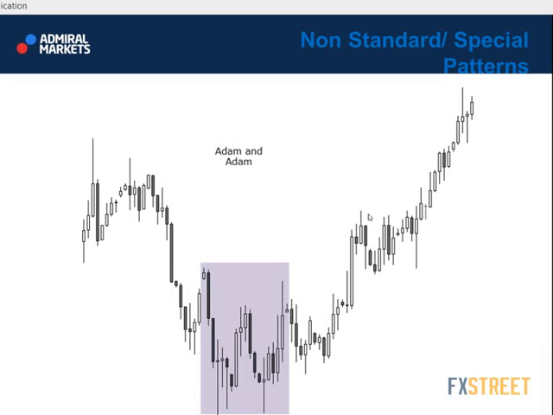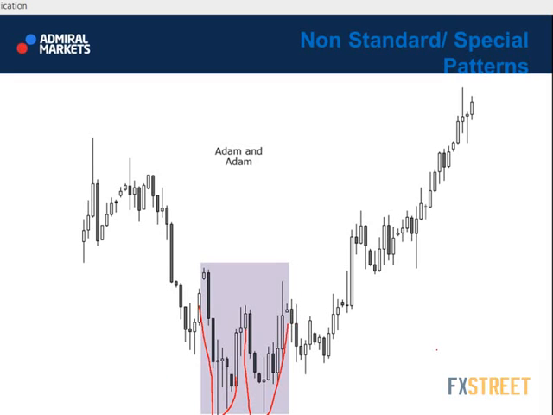Okay? We have Adam and Adam now. Yeah, Adam and Adam. This is very similar to the W, but basically on Adam and Adam, we have two distinct valleys. So this is one valley, and this is the second valley. And these two valleys look distinct, okay? When you see this pattern, this definitely is a bullish pattern. Adam and Adam is definitely a bullish pattern, okay?